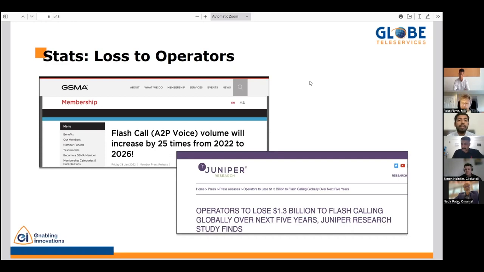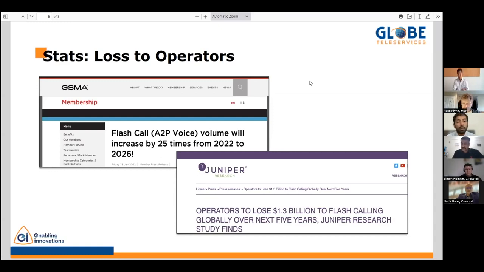But let me tell all those who are listening to this session, as per GSMA, it is actually expected that flash calls, and that is A2P voice as mentioned out here, is expected to increase 25 times in the next 4 years. Well, that's a significant impact, and that's something which would definitely create a dent.